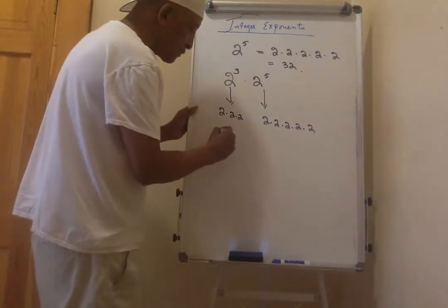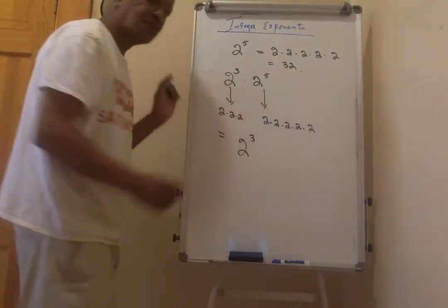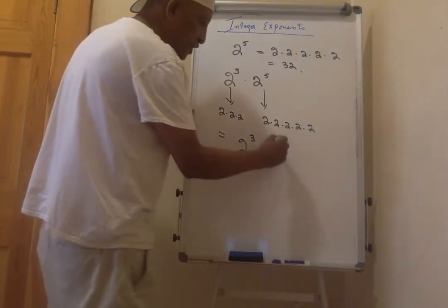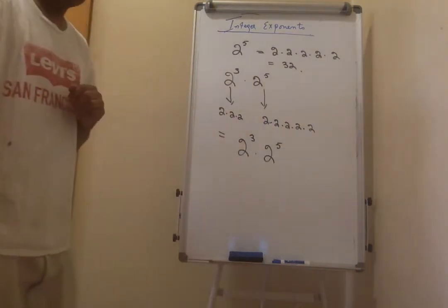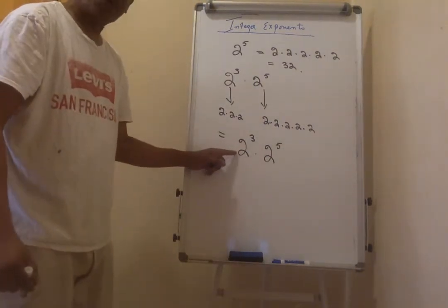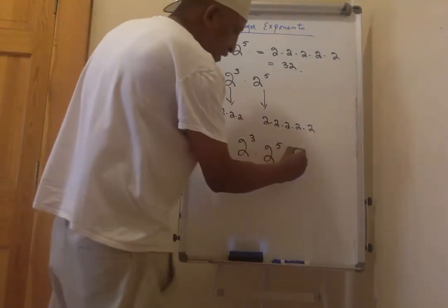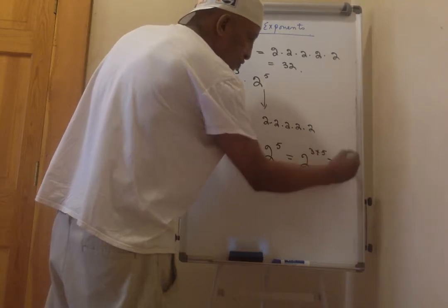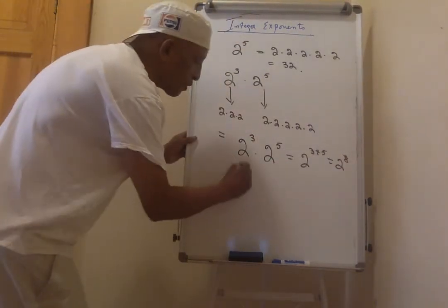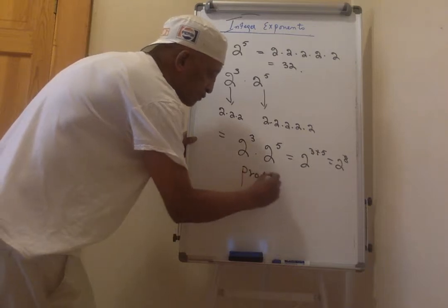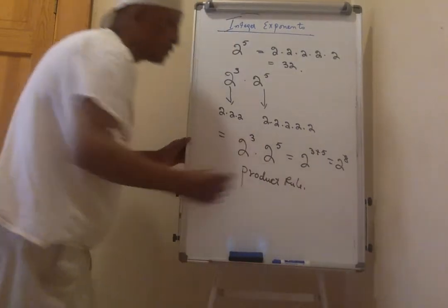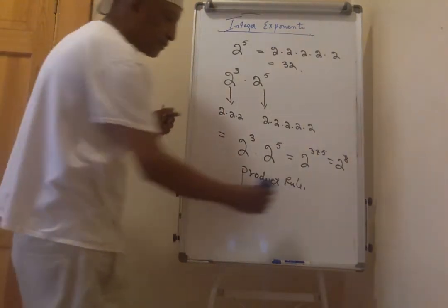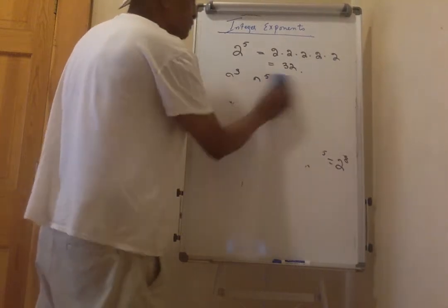In other words, if I'm multiplying the same base, but with different exponents, 2 to the third, 2 to the 5, as long as the base is the same, then I can go ahead and add the exponents, which is 2 to the 8. This is what we call the product rule, the product rule in integer exponents.